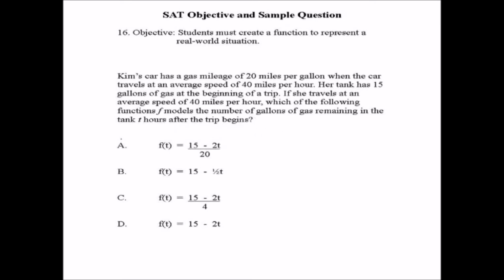Number 16. Kim's car has a gas mileage of 20 miles per gallon when the car travels at an average speed of 40 miles per hour. Her tank has 15 gallons of gas at the beginning of a trip. If she travels at an average speed of 40 miles per hour, which of the following functions F models the number of gallons of gas remaining in the tank T hours after the trip begins? And you have A, B, C, or D. Here you have to circle the correct response.